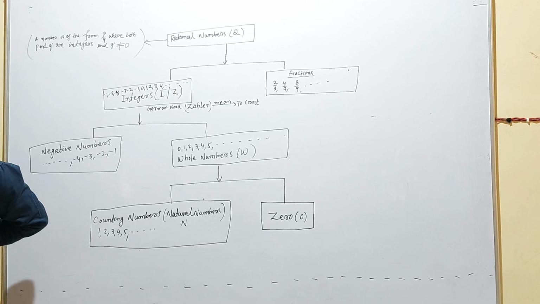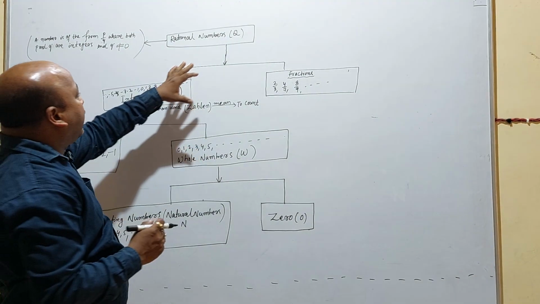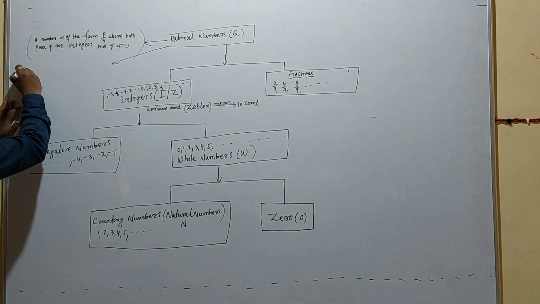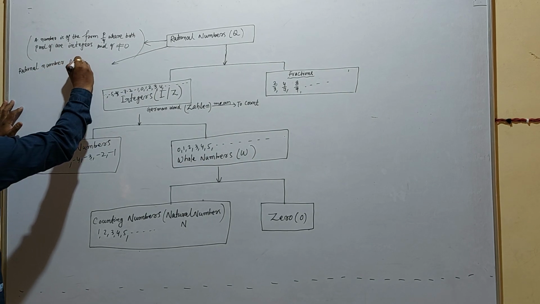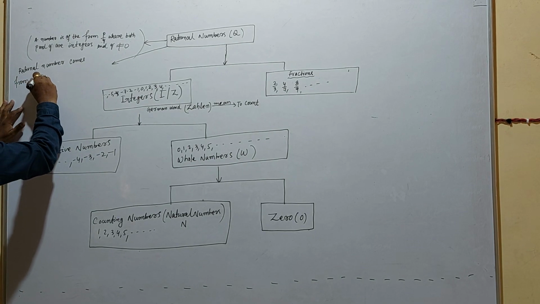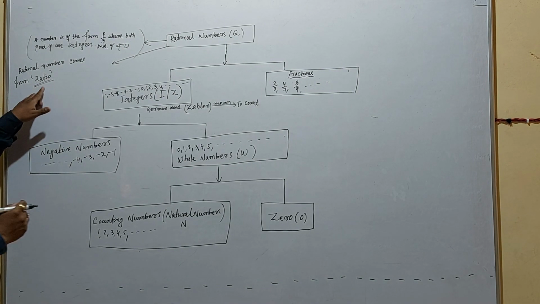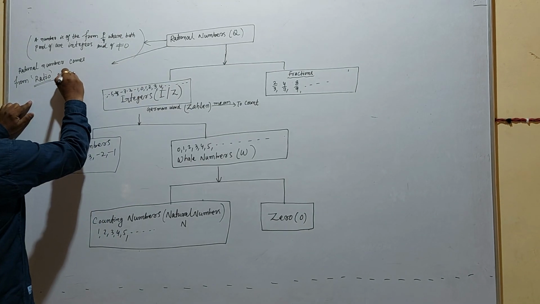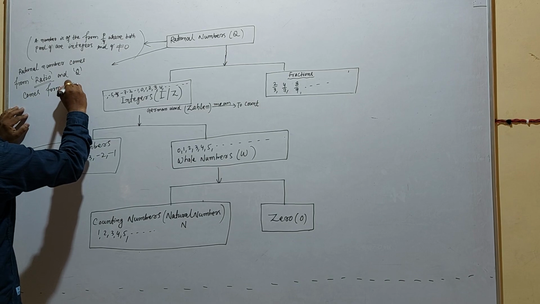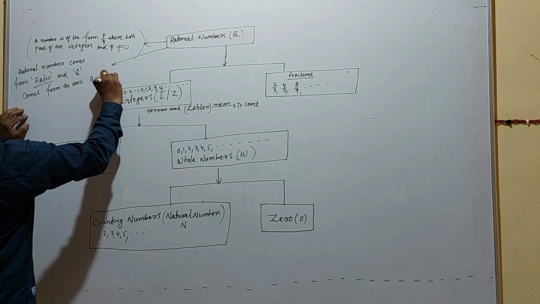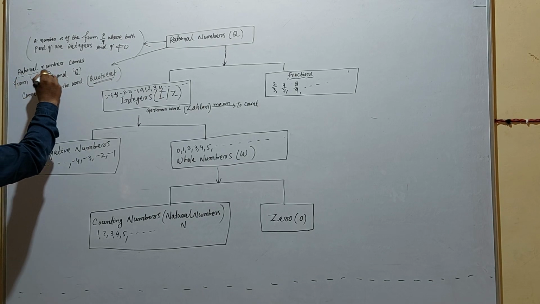Okay, so Q comes from, rational number is denoted by the symbol Q, and the rational number, look here, comes from the word ratio, and Q comes from the word quotient. Remember these things. Q comes from the word quotient, rational number comes from ratio, right?